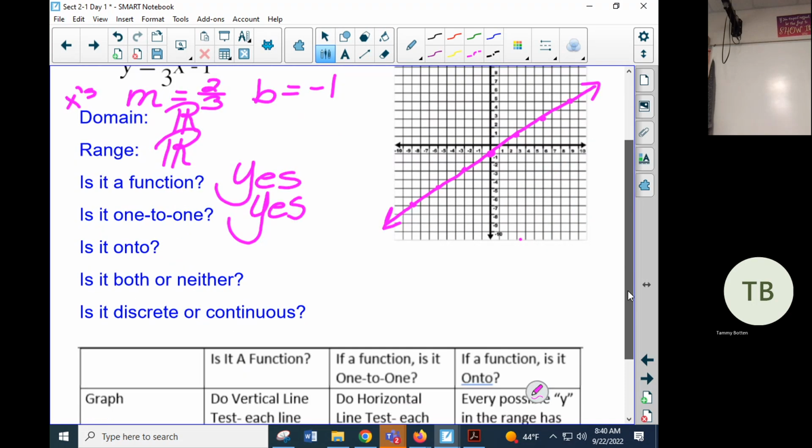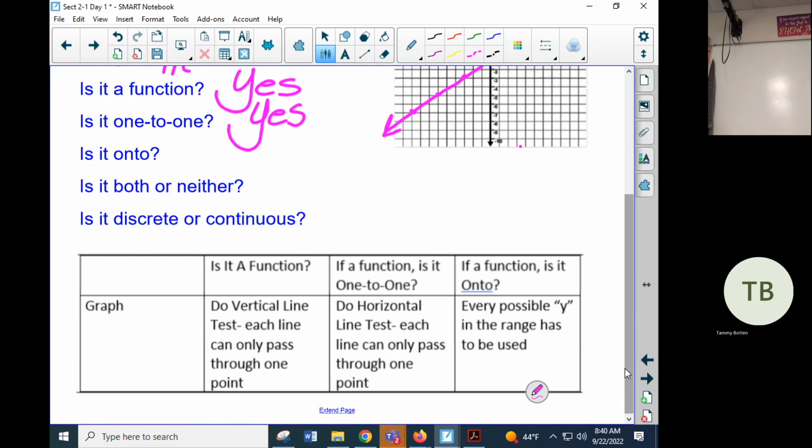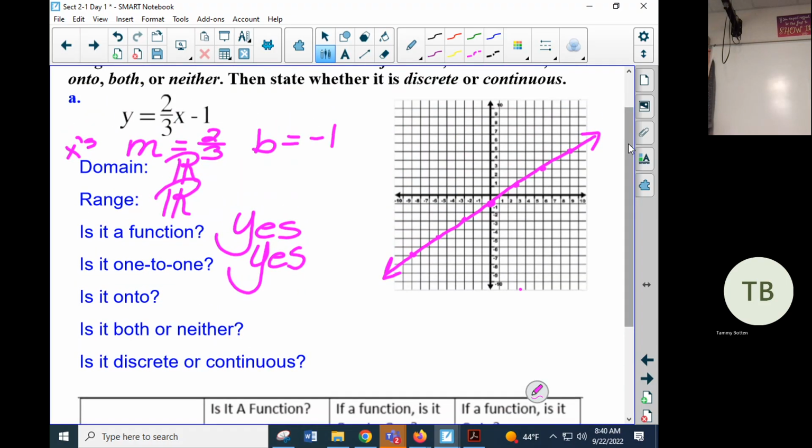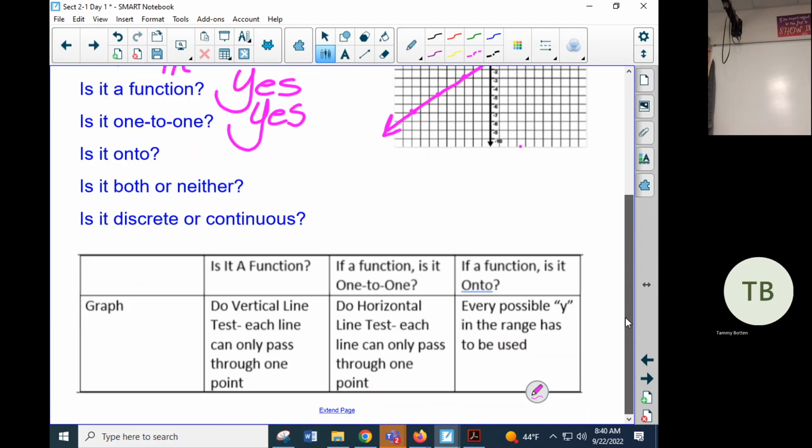And then for it to be onto, every possible y in your range has to be used. Our range is all y's, and this is asking if for all of your y's, there is going to be a point on the graph. And there is. Every y going across is going to have a point on that line. So this would be onto, and so it would be both.